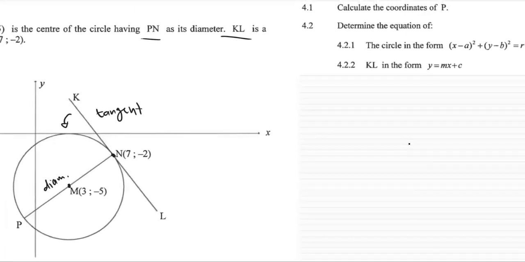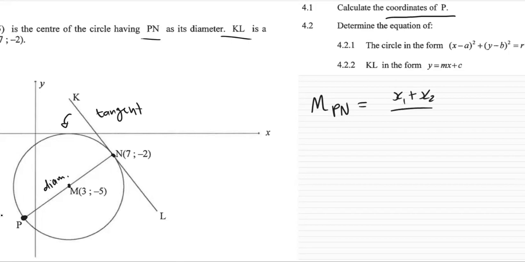Question 4.1, calculate the coordinates of P. So we want the coordinates of P. Here's just a simple midpoint formula question, but the unknown is the P. So we can say the midpoint of PN. The midpoint formula is the x's added together divided by 2, and then the y's added together divided by 2. So it's literally halfway between the two. That'll give us a capital M, midpoint PN.